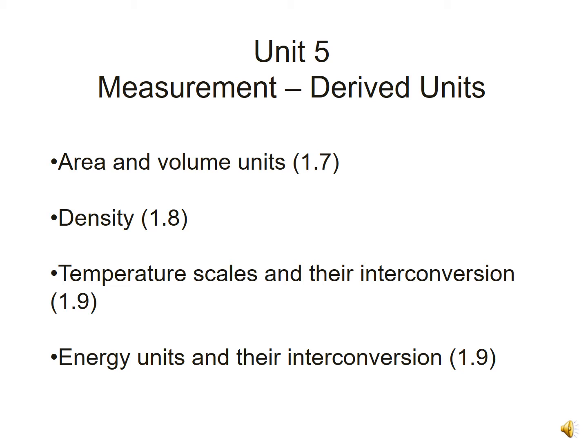In Unit 4, we talked about the SI system of units. We had meters and kilograms. We had the 7 basic units. This unit, we're going to expand that and talk about what are called derived units, units that come from those particular measurements. The examples we'll see in particular are area and volume units. We'll look at density. We'll also look at temperature scales and how we get back and forth between them, and also just a touch on energy units and their interconversion.